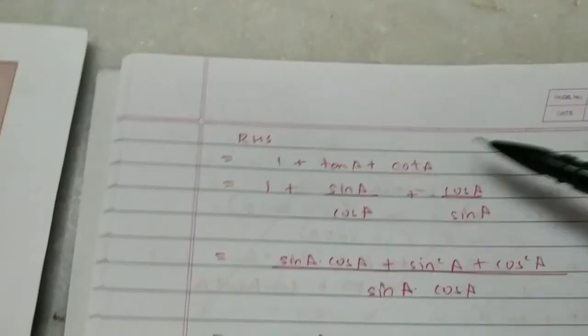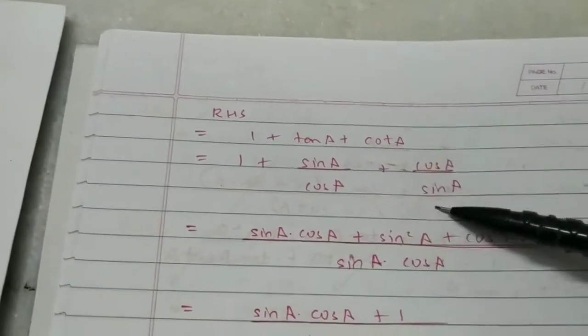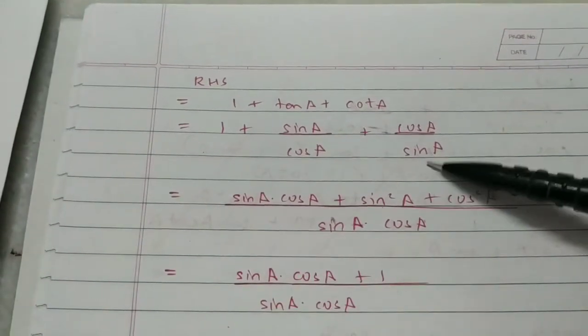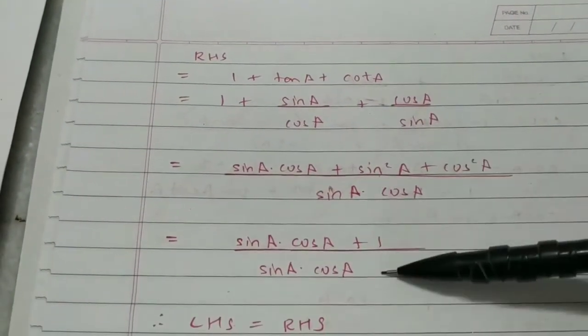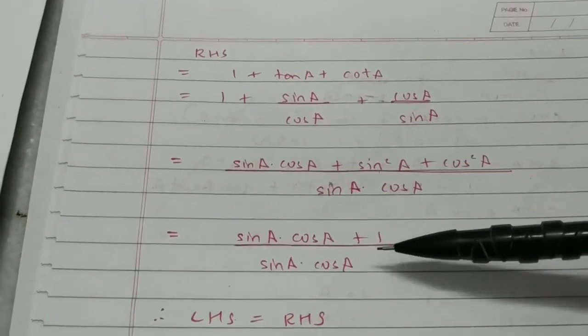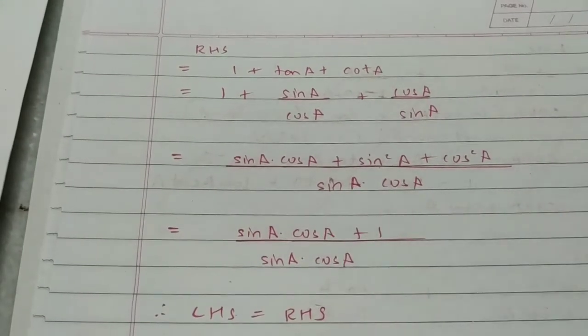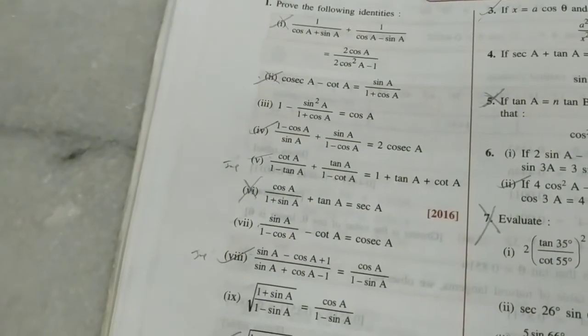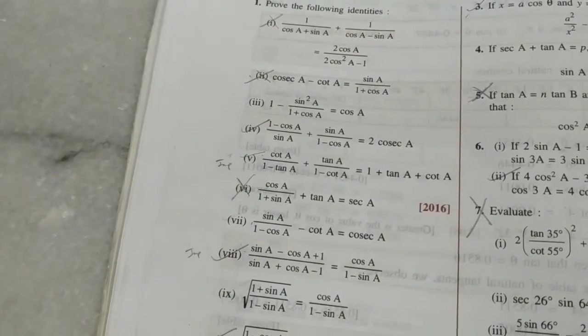Now we'll start with the RHS. We'll convert everything into sine and cos, and even that would be similar to what we got for LHS. So LHS is equal to RHS, and the sum is over. Next, cancel Roman number 6. Let's do Roman number 8.